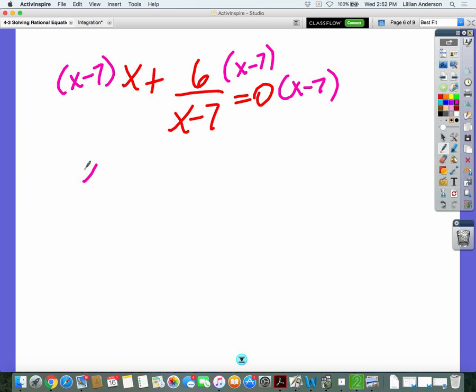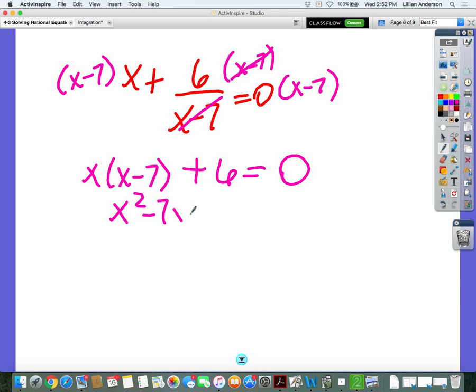This would just turn into x times x minus 7. What do you think is happening to this pink x minus 7 and this red x minus 7? So then I'm just left with a 6. And then, of course, 0 times this is 0. And I'm back to that line that we had on the other page. Okay? So this also works. You can multiply every single term on the left side and the right side by that common denominator.